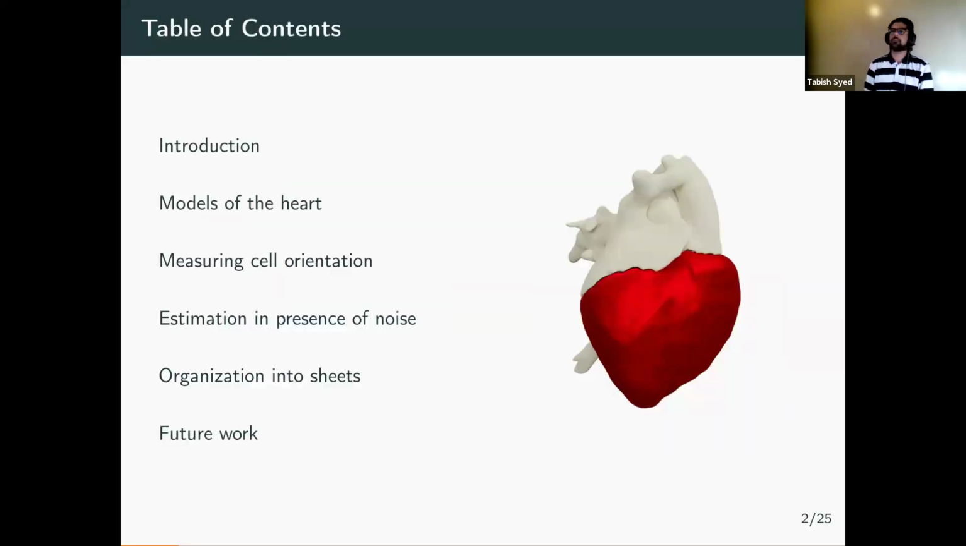So I'll first introduce what models of the heart exist, then talk about how they arrive at those models, and how our way is different and also similar to what they did. Then I'll talk about doing this in the presence of noisy images, and then finally talk about organization of heart tissue at the tissue scale, and then some future work and ongoing work that we have in this field.